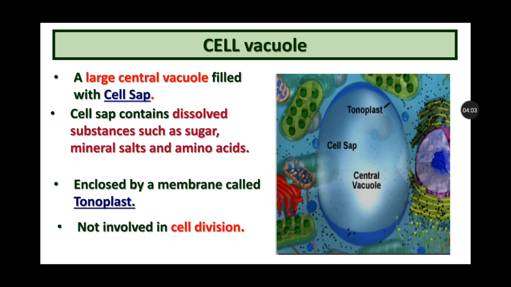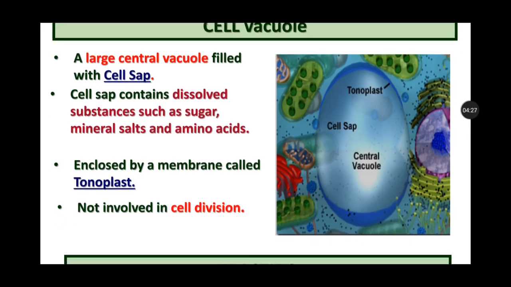This large central vacuole, which is present in the middle of the plant cell, is enclosed by a membrane known as the tonoplast. And the last point, which is most important as well, is that the cell vacuole is not involved in cell division. When the plant cell is going to reproduce, the vacuole is not participating in the process of cell division.